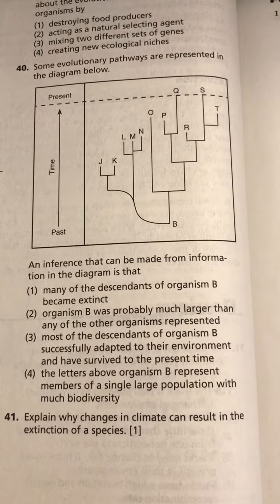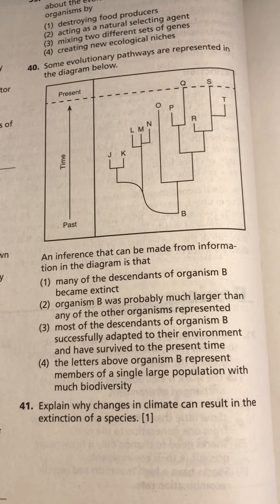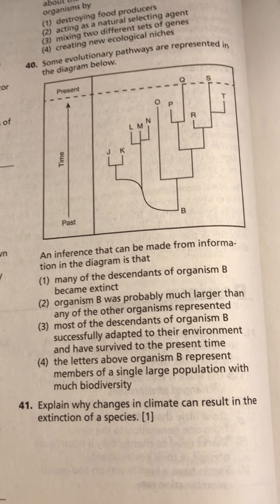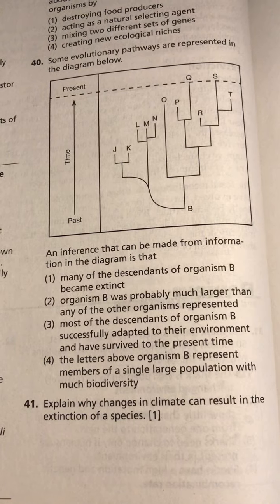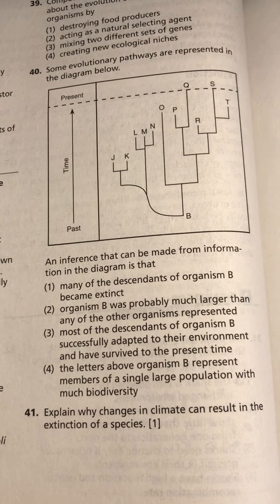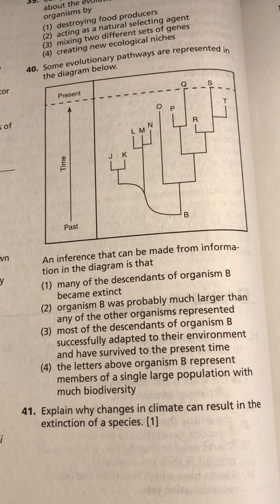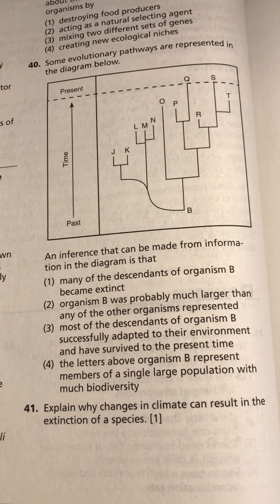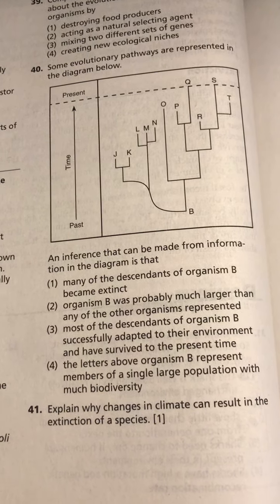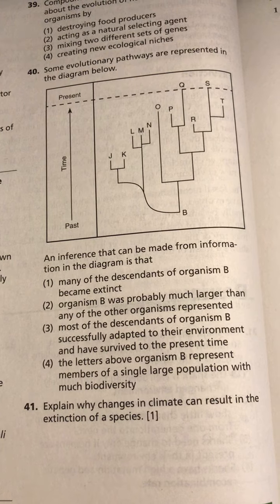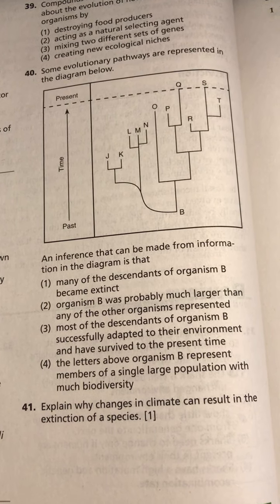Number 40. Some evolutionary pathways are represented in the diagram below. An inference that can be made from information in the diagram is that 1. Many of the descendants of organism B became extinct. 2. Organism B was probably much larger than any of the other organisms represented. 3. Most of the descendants of organism B successfully adapted to their environment and have survived to the present time. Or 4. The letters above organism B represent members of a single large population with much diversity.